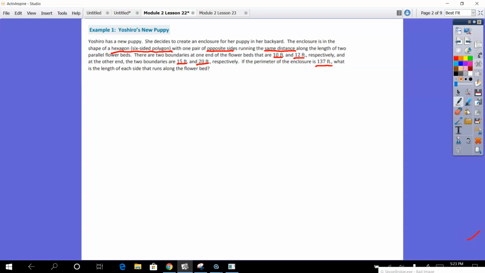So our first step is that we should draw this out to get an idea of what it would look like. So we have two lines, they said, that are parallel and they are the same distance. So we're just going to call that N, representing the same amount. And then we have two more. They aren't the same, but when we draw them, they might look like it. And then we had two on the other end that were 10 and 12. That looks more like 10, and then that could be 12.